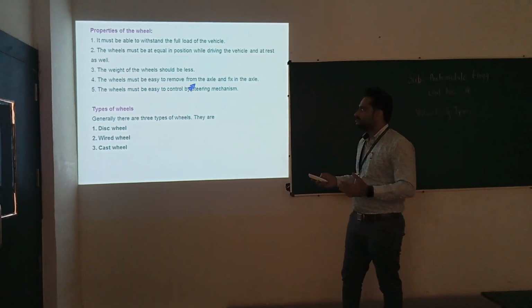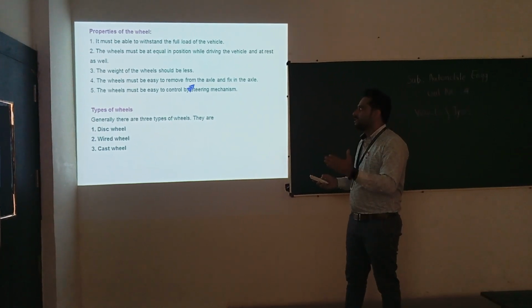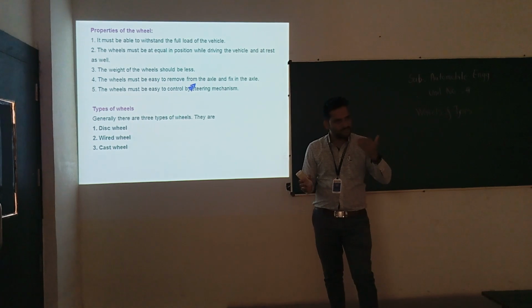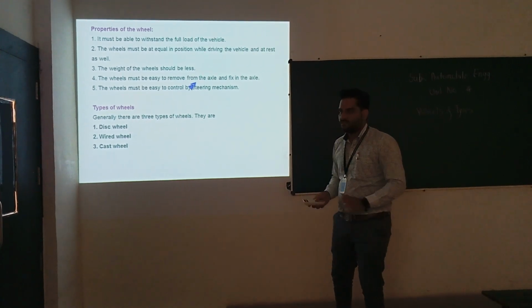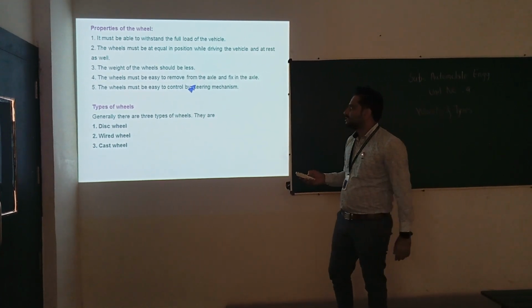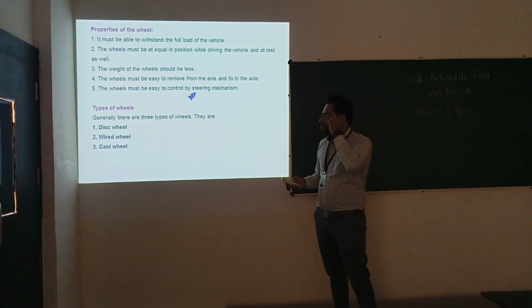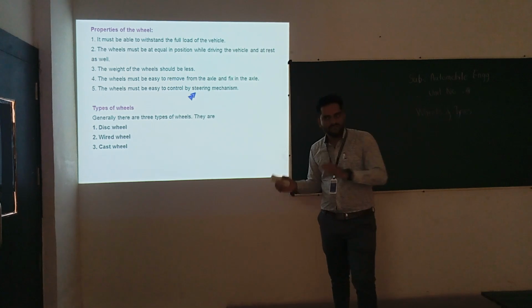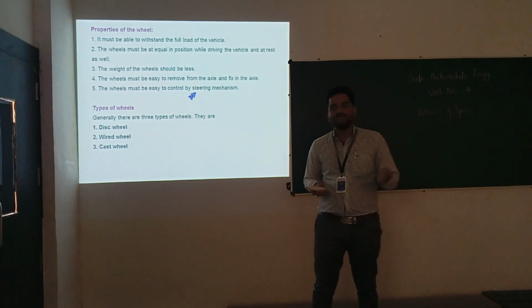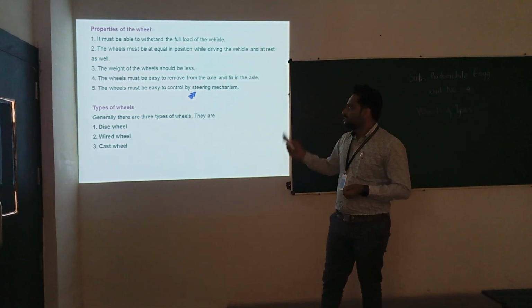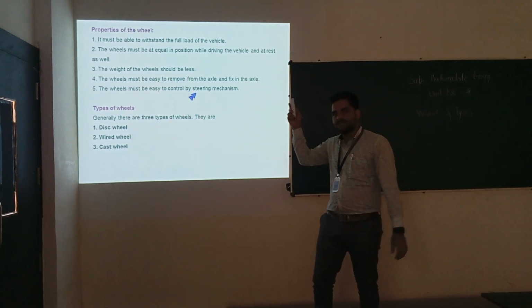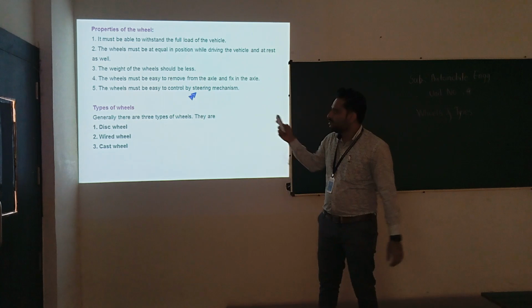The wheels must be easy to remove from the axle and fix whenever required. So it must be easy to remove and easy to fix for the customer or for the passenger or for the driver. The wheels must be easy to control by the steering mechanism. So those wheels we are fitting on the automobiles should be easy to handle and easy to control by the steering system. So those are the properties for the wheels.